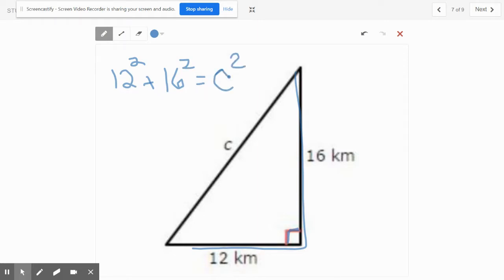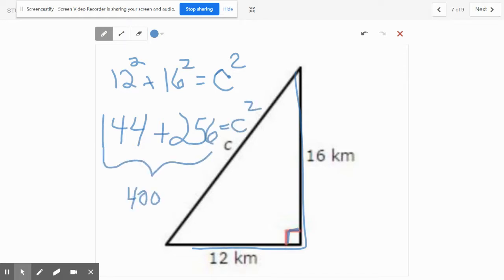C squared. Okay, now 12 squared plus 16 squared, that's going to be 144 plus, I believe it's 256. If you add these up together, doesn't that equal 400? Right? And how do you finish the problem? You're going to square root it. Square root of 400 is 20. 20 would be your answer for C.